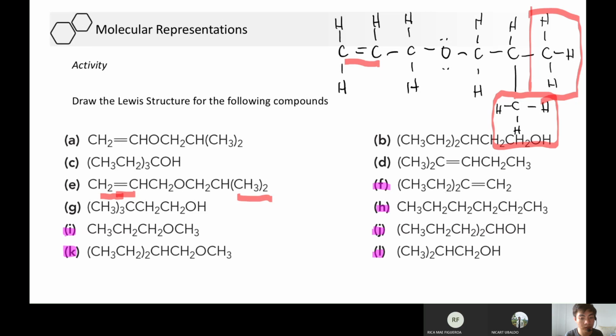So, ayan. So, alamin muna natin yung pag-interpret ng bond line structures, no? So, as you can see, tignan natin dito.